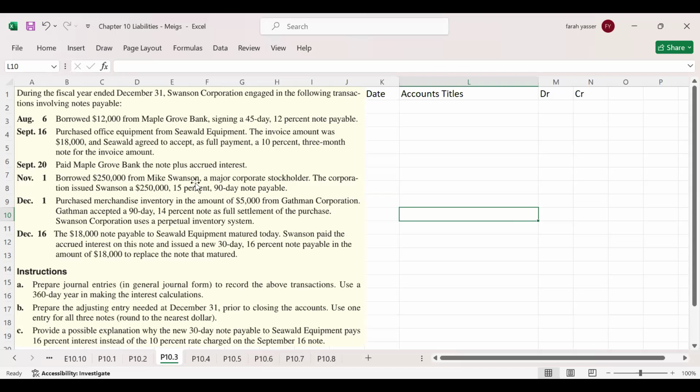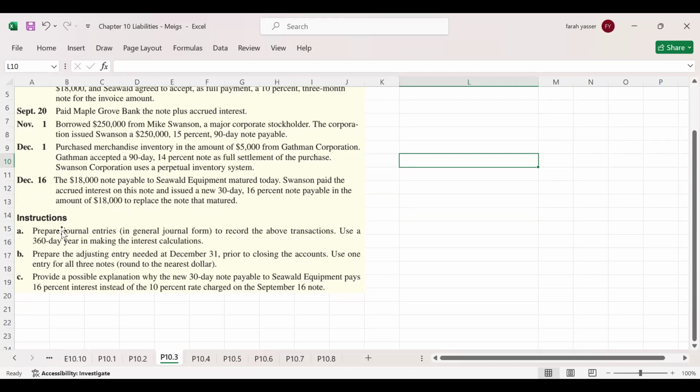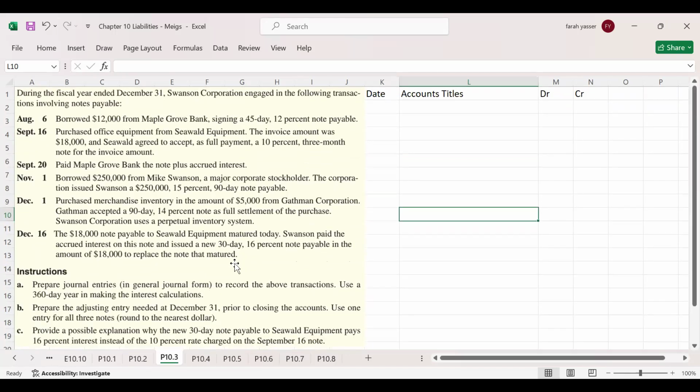Here it is. We have different transactions involving notes payable given. Then in requirement A, prepare journal entries. In the next requirement, we will prepare adjusting entries. And then there is one explanation required, so we will see it after completing the entries.